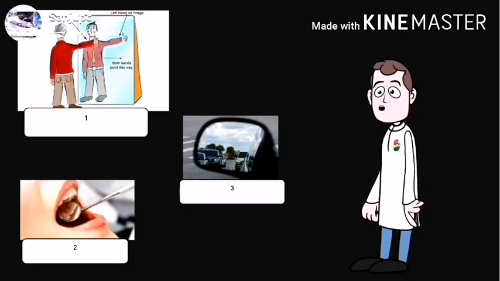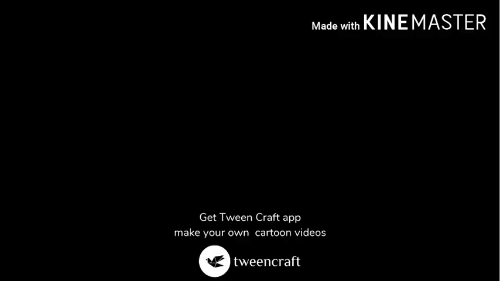The third one is the rear view mirror of any vehicle. In this diagram, we can see that the vehicles which are approaching look smaller and much farther in the mirror. So we have different applications for different mirrors.